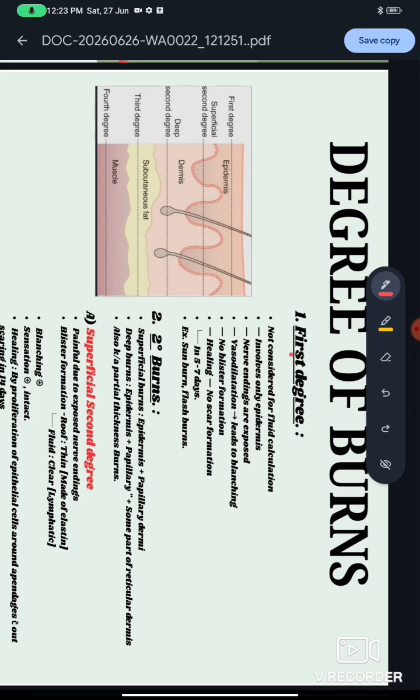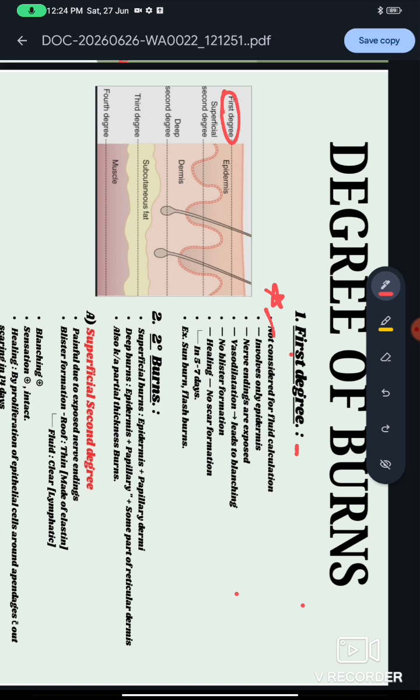Coming to the first degree burn, as the name suggests, only the first layer is involved. So only the epidermis is involved in this case. First degree burns, as they are very superficial, are not considered for fluid calculation. This is very important. Whenever we encounter a burns patient, an integral part of the management of the patient is administration of fluids, which we'll be dealing with in the later part of this video.